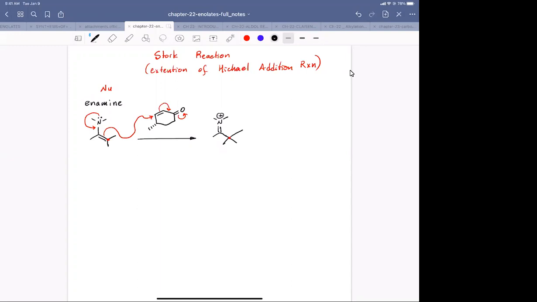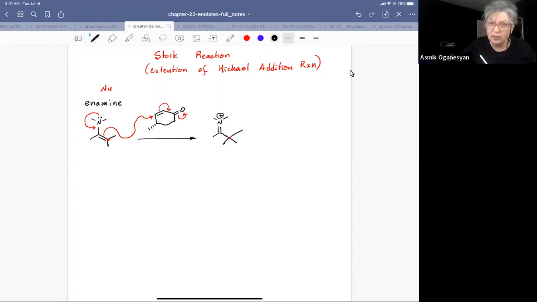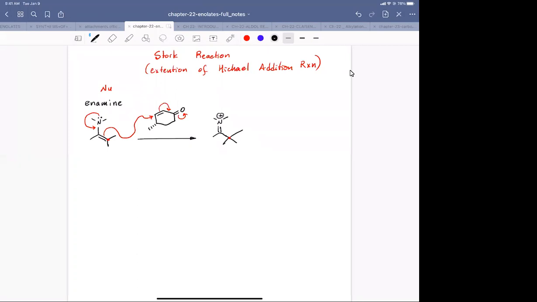Mrs. O, shouldn't you start with a secondary amine? We are not starting with amine, we're starting with enamine already. And enamine is produced with the secondary amine reaction with the carbonyl compounds. Ketone. Oh, okay. All right, thank you.